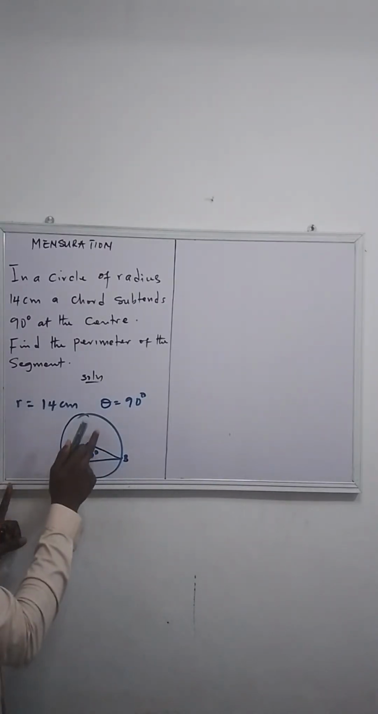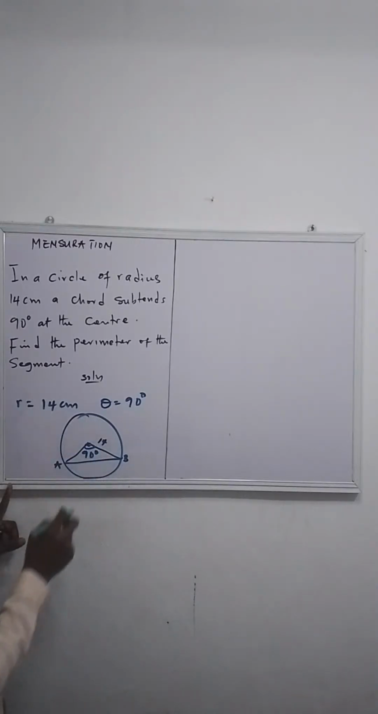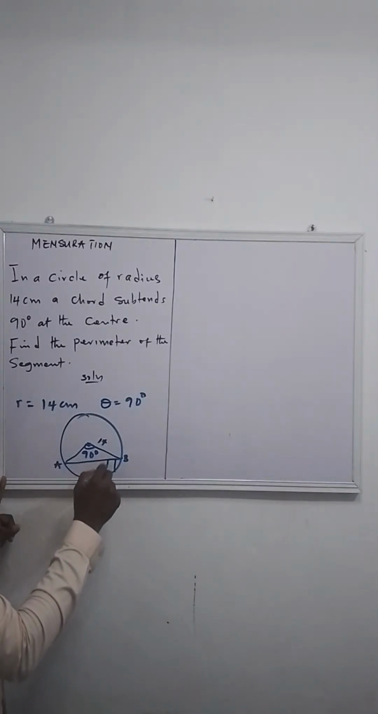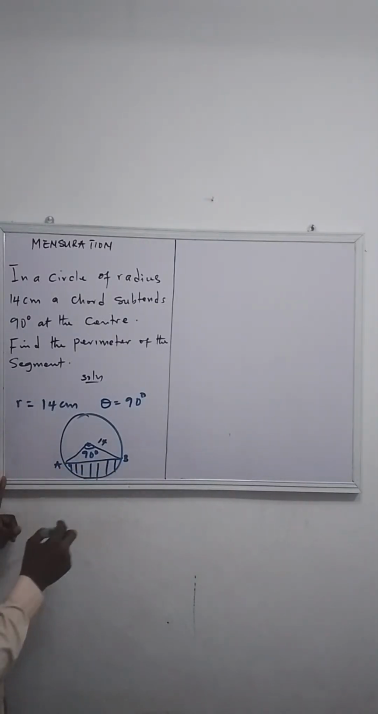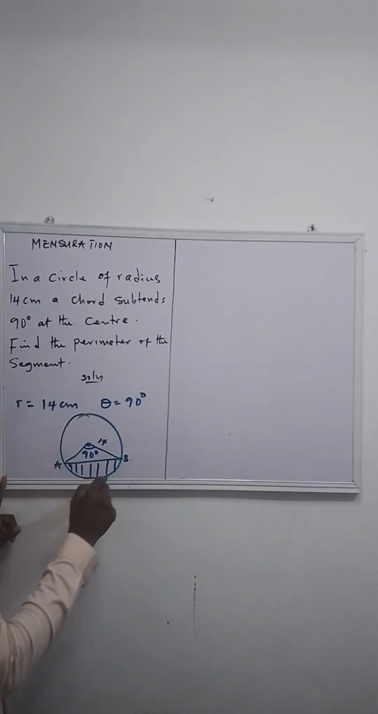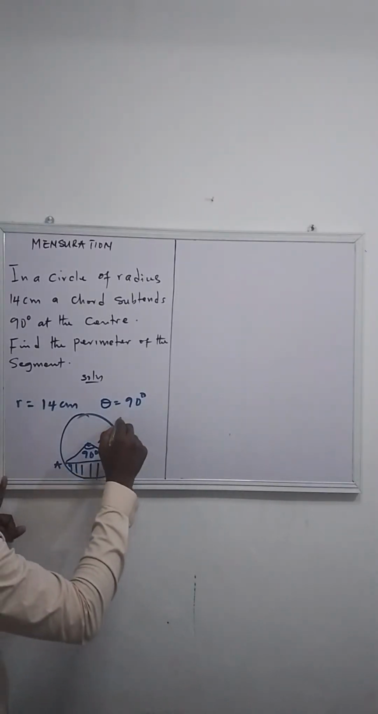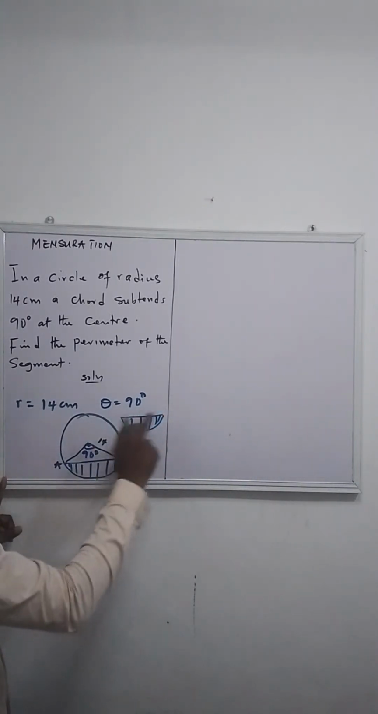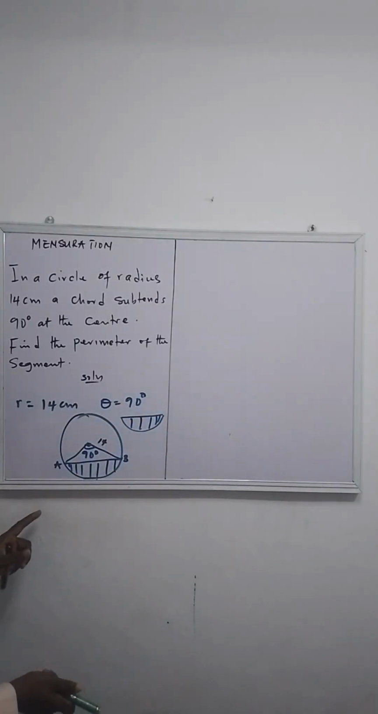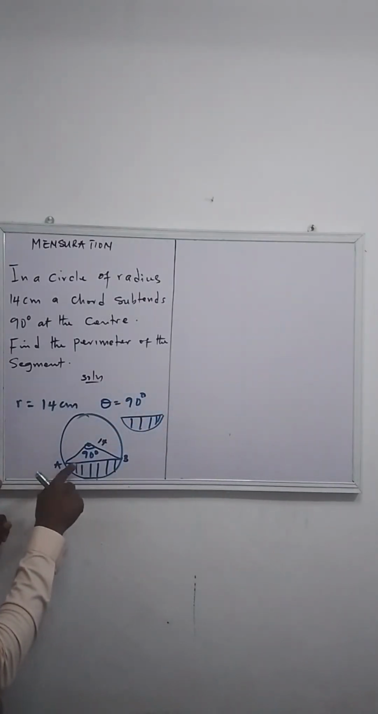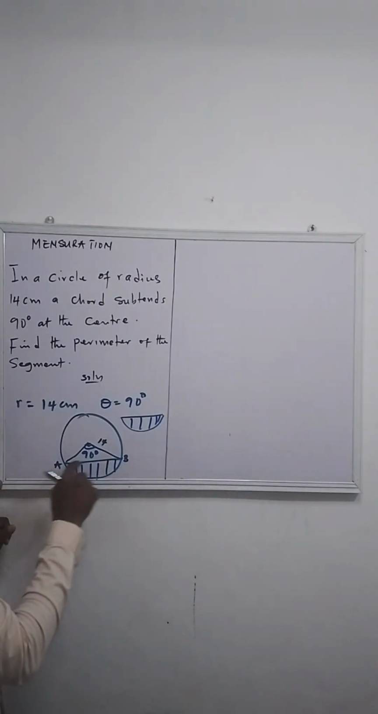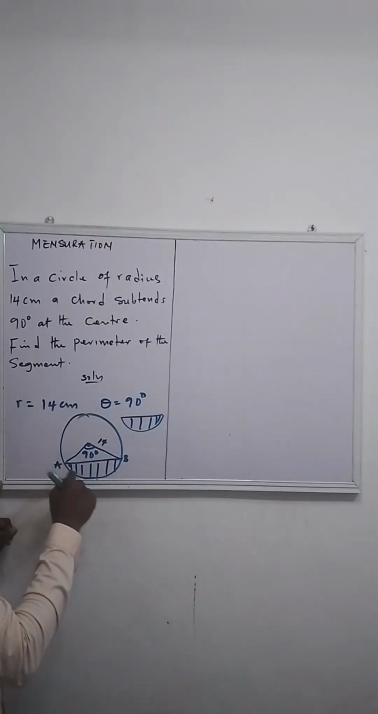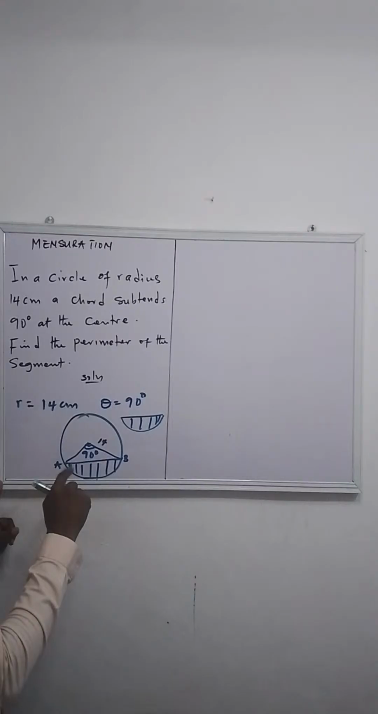This circle also has a radius of 14 centimeters. What do we want to get here? We want to get the perimeter of this segment. This is the segment, and that is the boundary of this segment. It looks like this. And don't forget, this segment is bounded by a chord and an arc. So let us get the length of this chord, and then add that to the length of the arc.